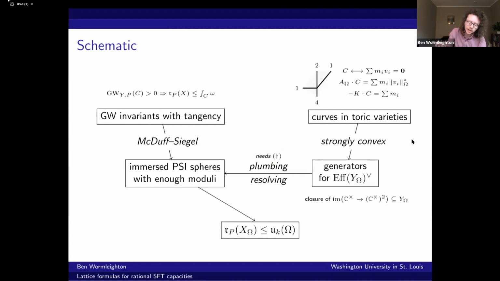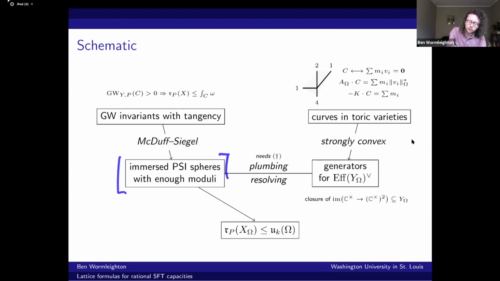And the thing that's motivating what nice means is that there's a Gromov-Witten invariant defined by McDuff and Siegel that basically gives you upper bounds on RP. So there's a Gromov-Witten invariant, GW_Y, that when it's positive, the area of that curve upper bounds the RP capacity of anything embedding into your Y. So the situation we look at is X omega, which essentially embeds into Y omega, and hence curves with non-zero Gromov-Witten invariant bound above the RPs of X omega.